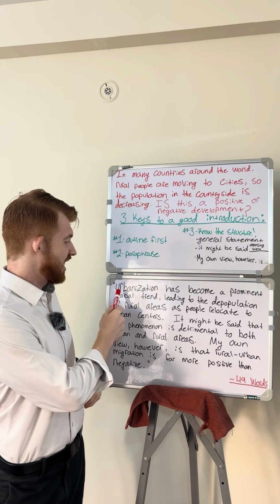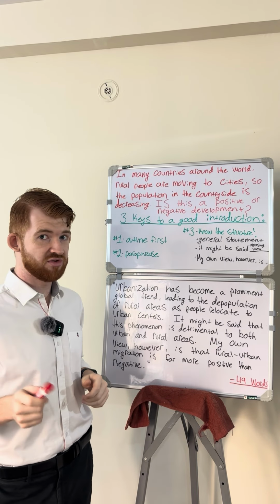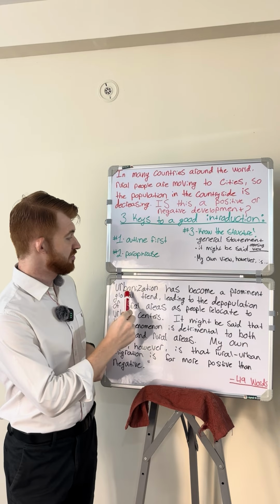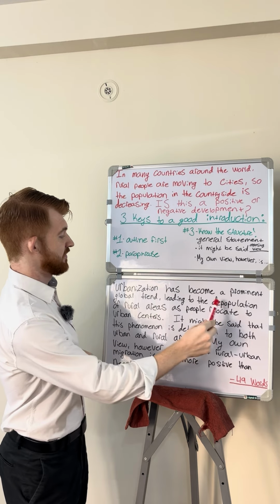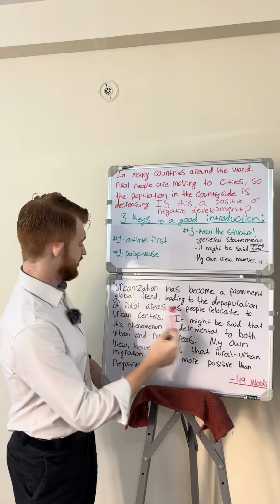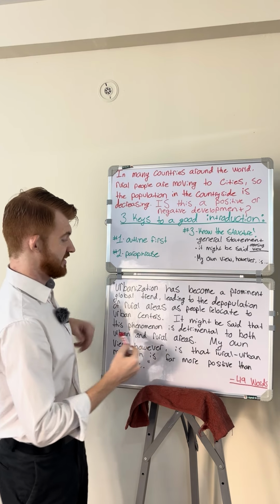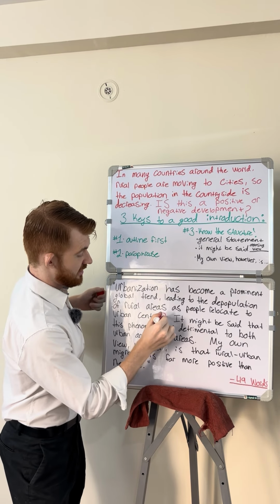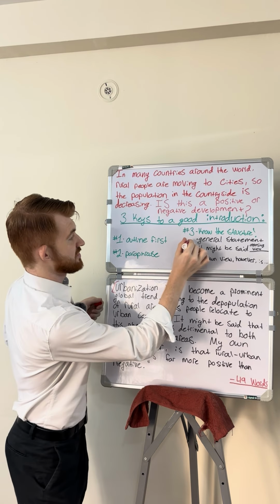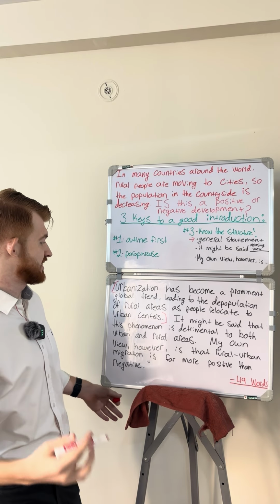I have written a Band 8 introduction paragraph, and there's a specific reason that this is a Band 8. So, urbanization has become a prominent global trend leading to the depopulation of rural areas as people relocate to urban centers. Now, this first sentence is the general statement. This is where the paraphrasing comes in.